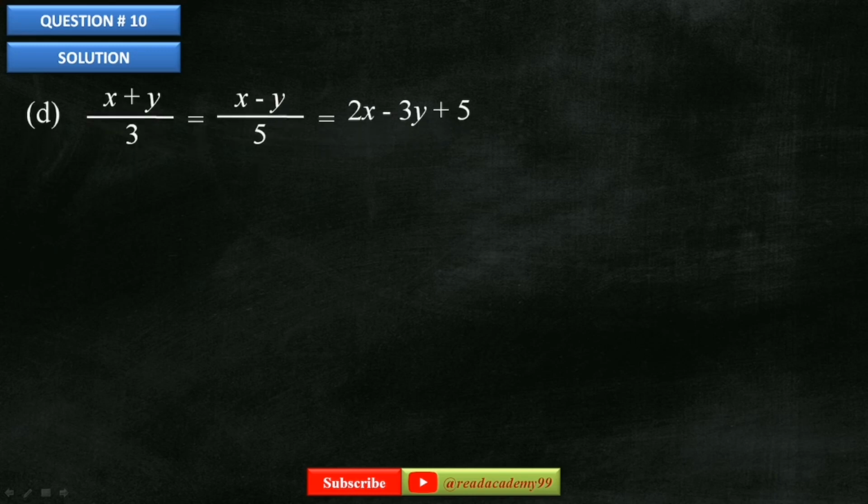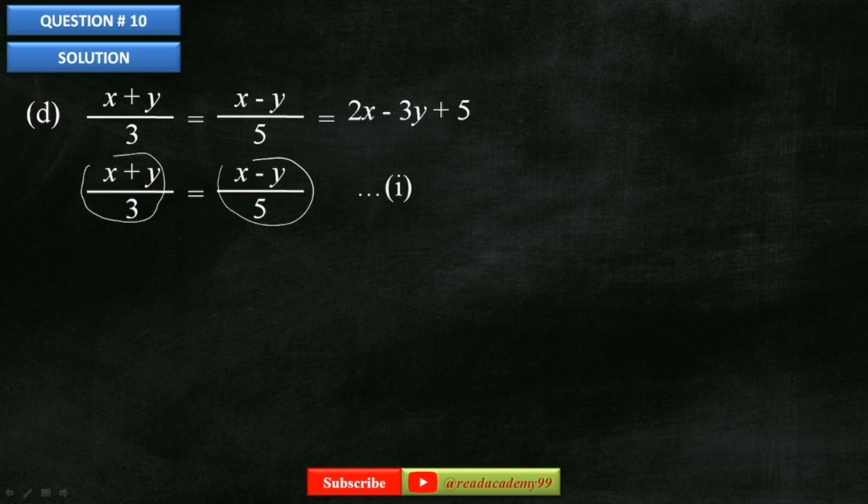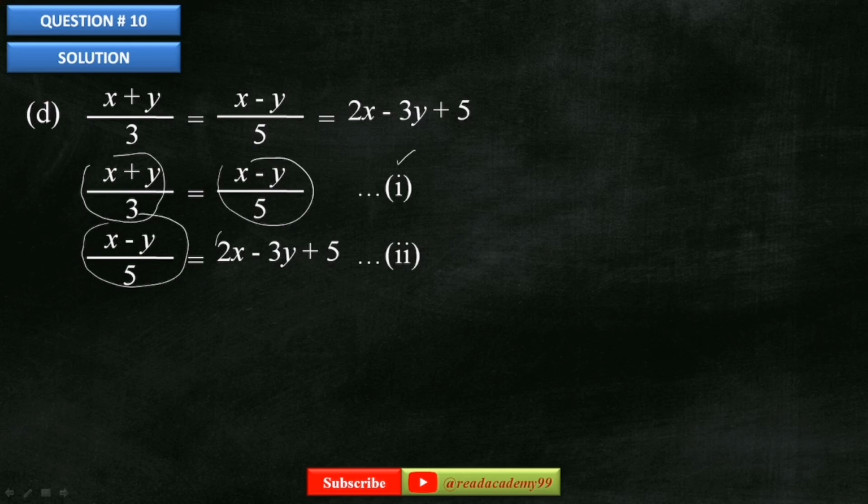This is the fourth part. If you look at this equation, it has three parts. As the first part of the equation is equal to the second part and the second part is equal to the third part, we can write it down as the first part of the equation equals the second part, which is our first equation, and then the second part of the equation equals the third part of the equation, which is our second equation.